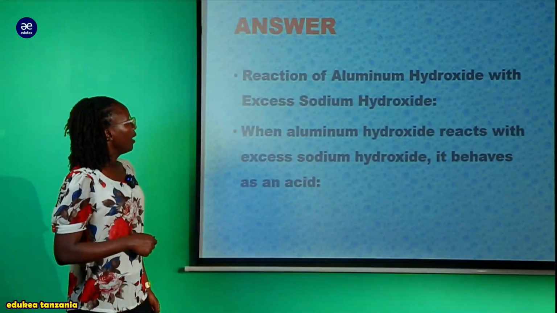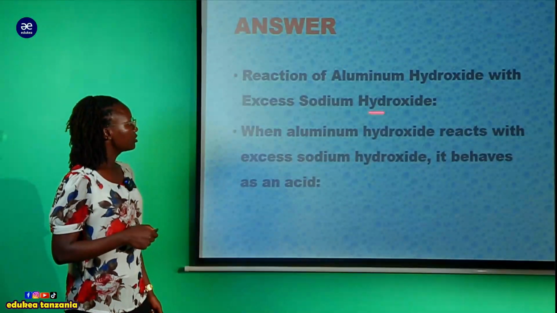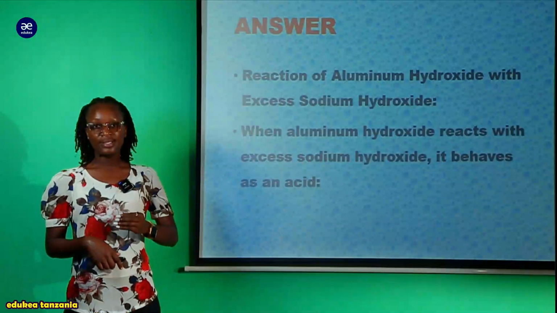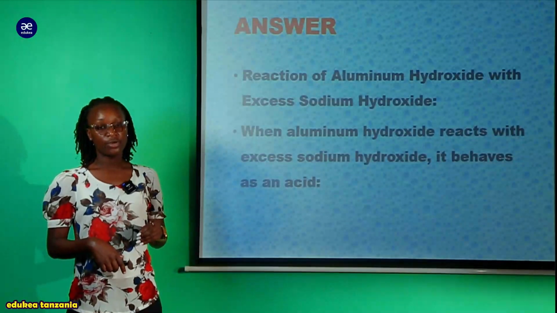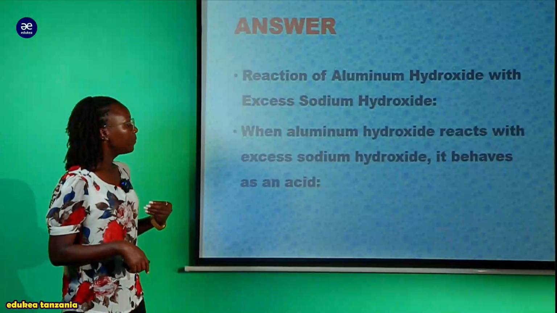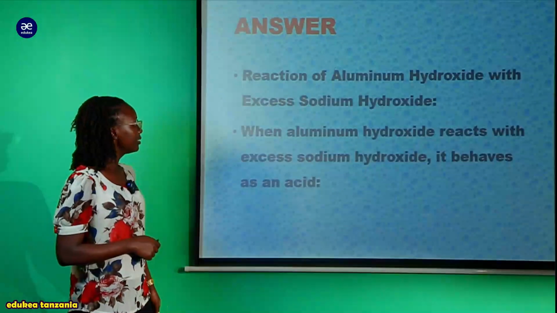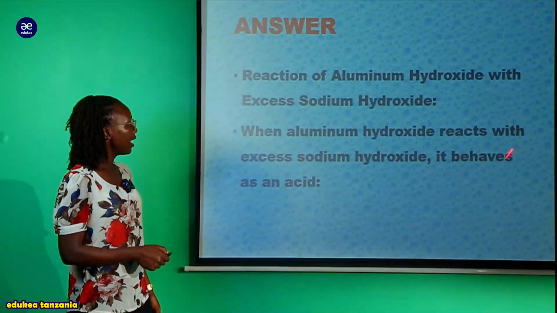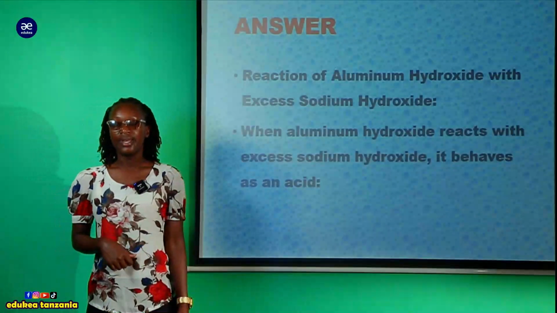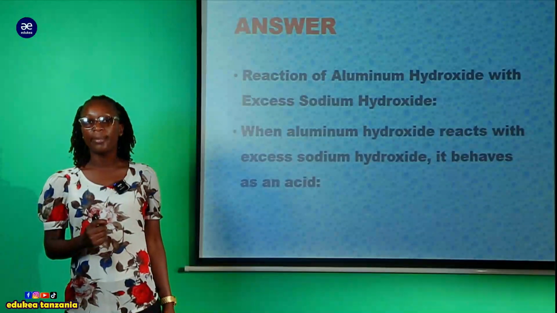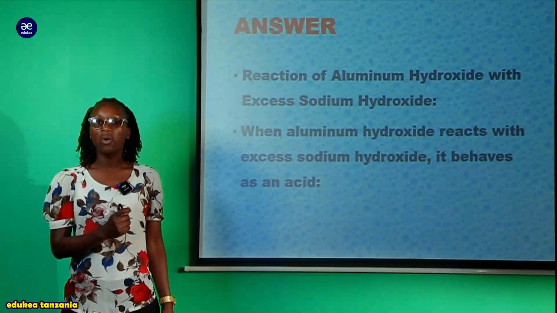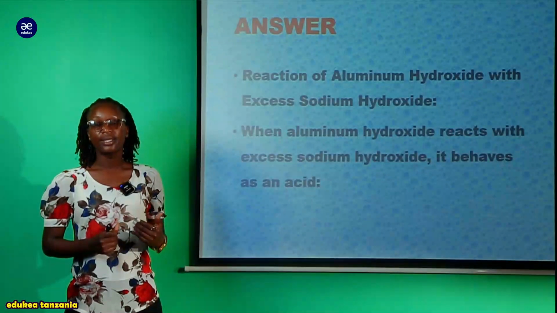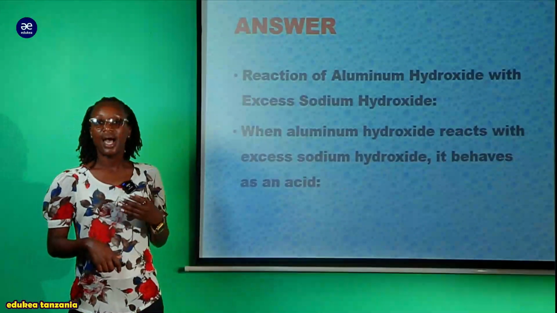Okay, but the reaction of aluminium hydroxide with the excess sodium hydroxide. Sasa hapa tuone sasa this aluminium hydroxide itakavyo play part yake. It's a play part as the acid or base. You can see that when aluminium hydroxide react with the excess sodium hydroxide, it behave as an acid. Na hii mpaka hapo tuna prove kwamba this is amphoteric compound. Sasa kule ilivyo react na nitric acid imeact as a base, lakini hapa ina act as a acid.